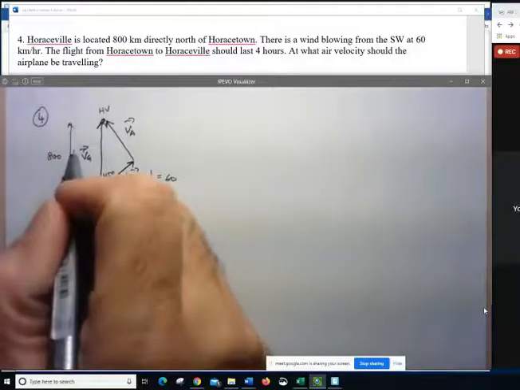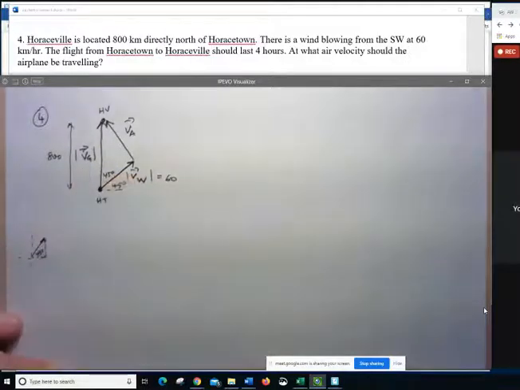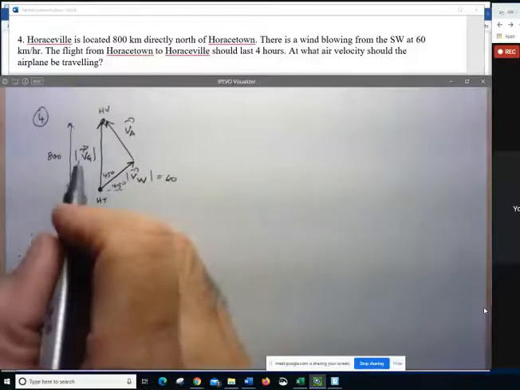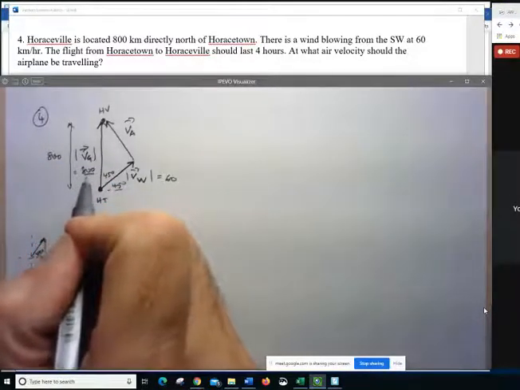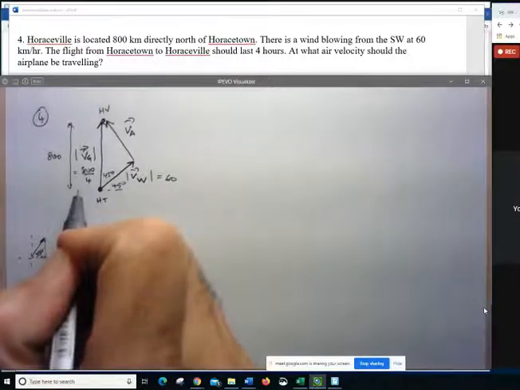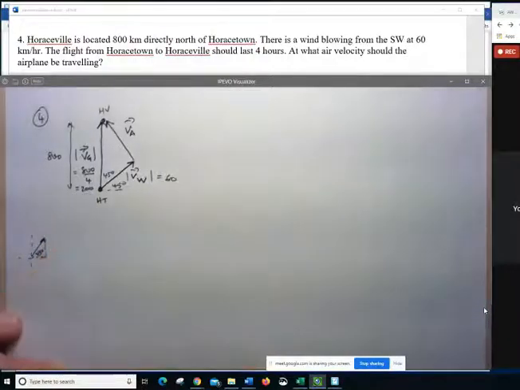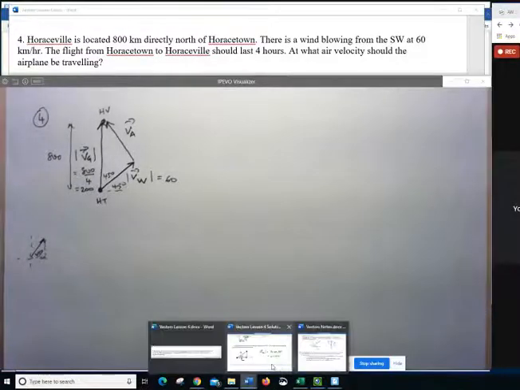So even though it's not specifically told, we'll assume that the velocity is constant. So the magnitude of this velocity is just 800 divided by, what is it, 4? So 200 kilometers an hour. Okay, and now I have enough information to solve this problem.